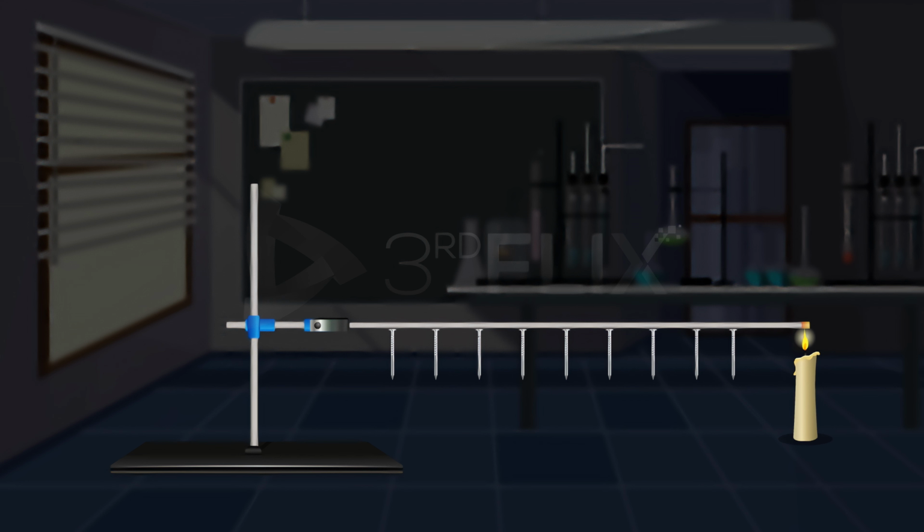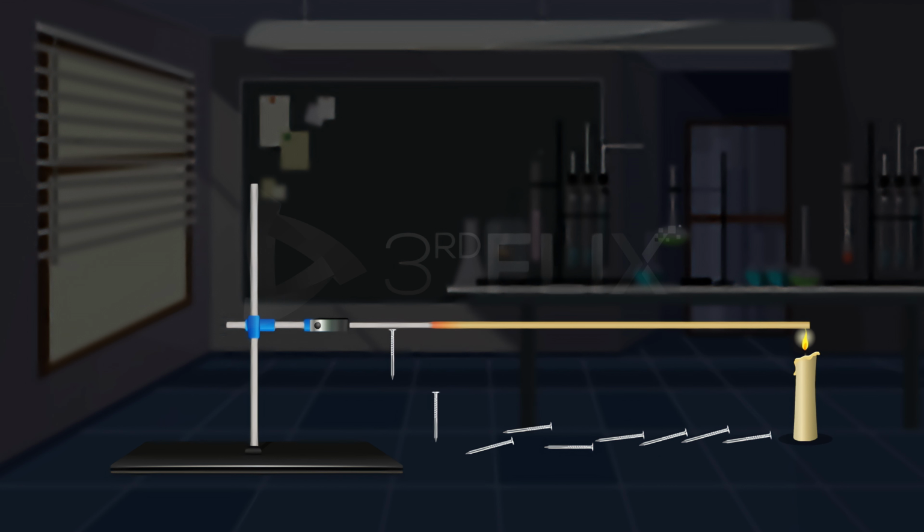After some time, you can see that the first iron nail from the open end falls down. As time progresses, the nails start falling from the rod one by one. It shows that the heat had traveled from the burning end to the other end gradually, that is, from hotter end to colder end.